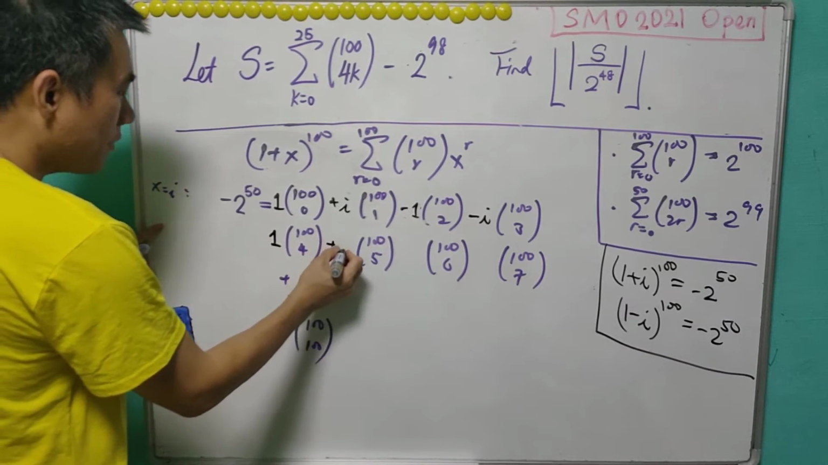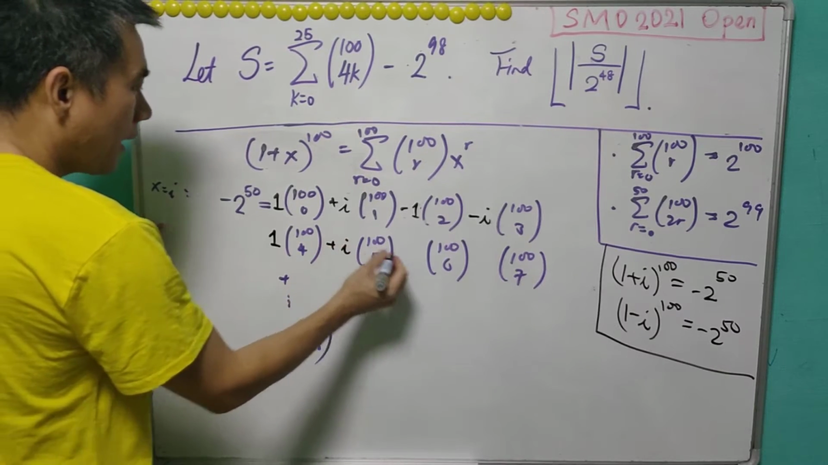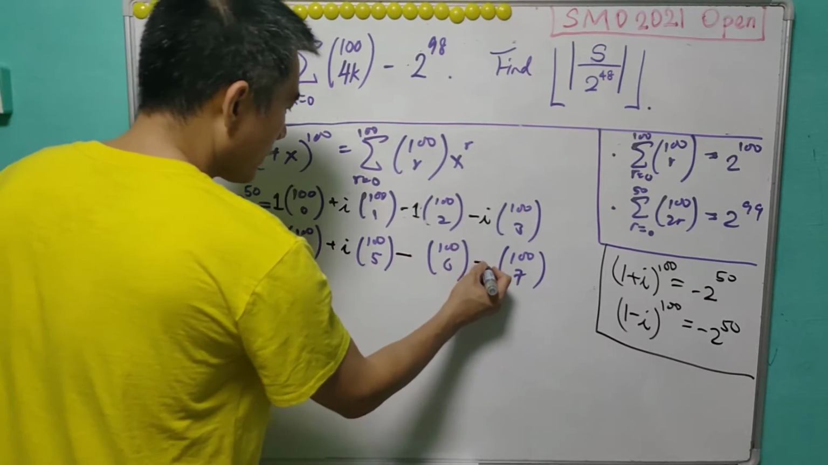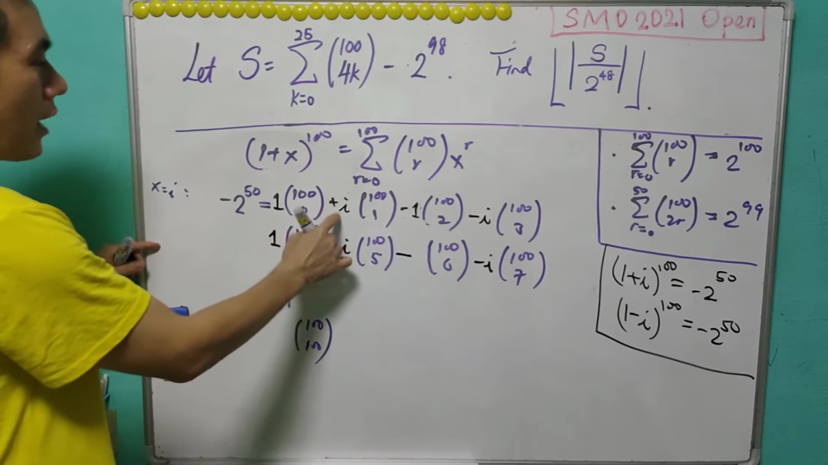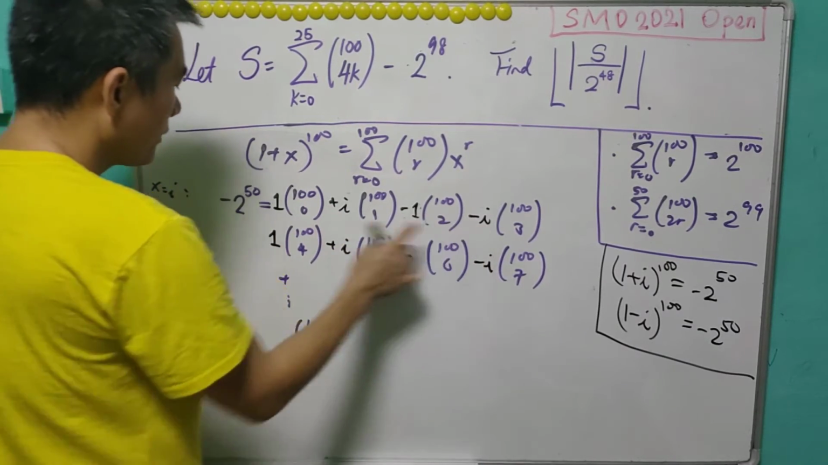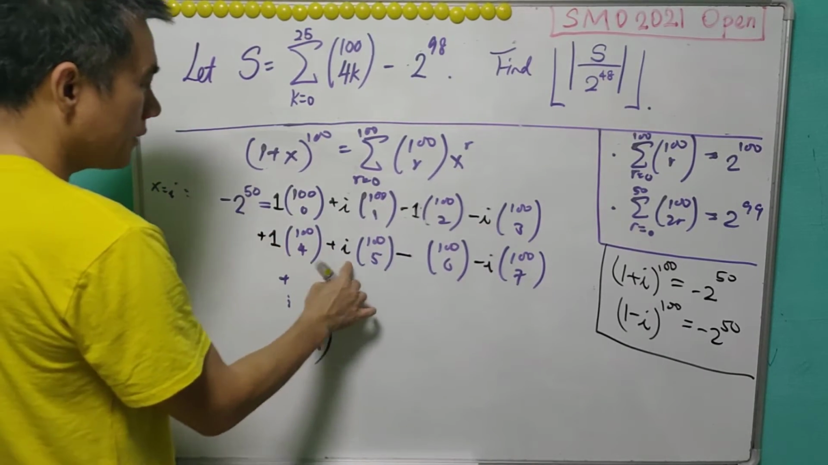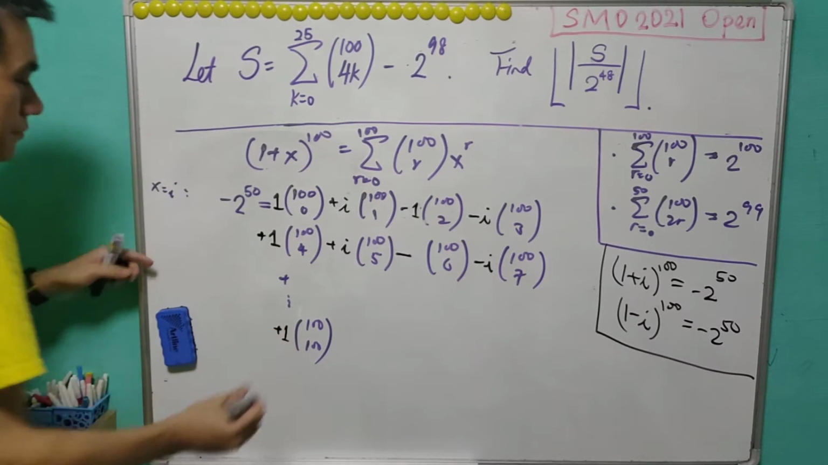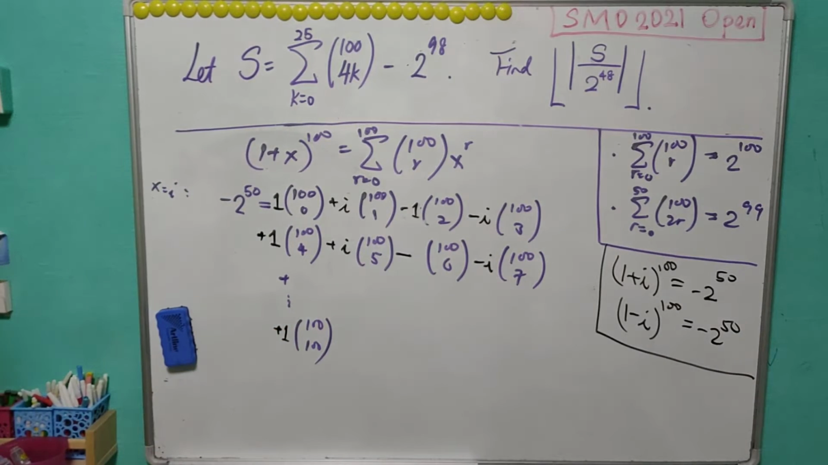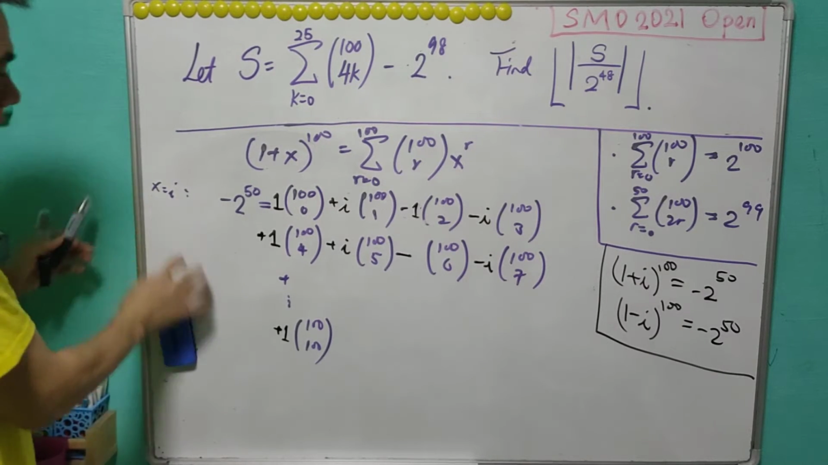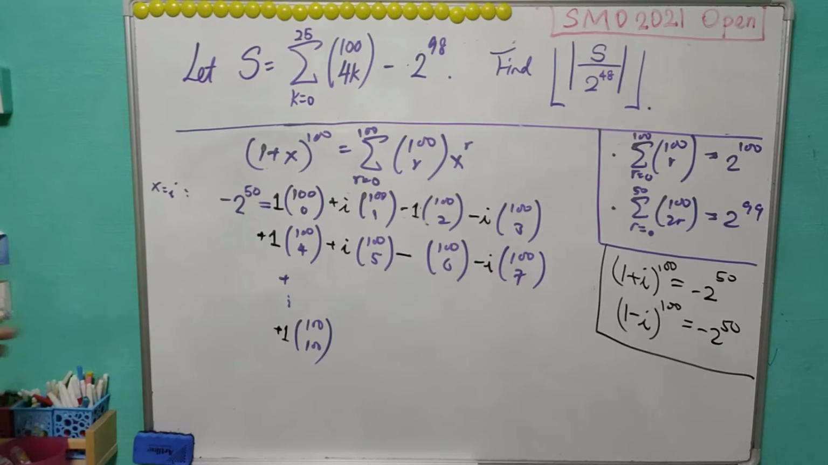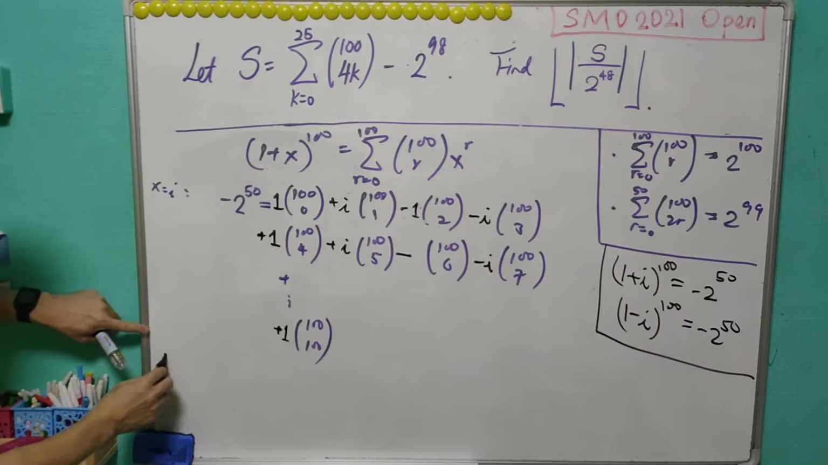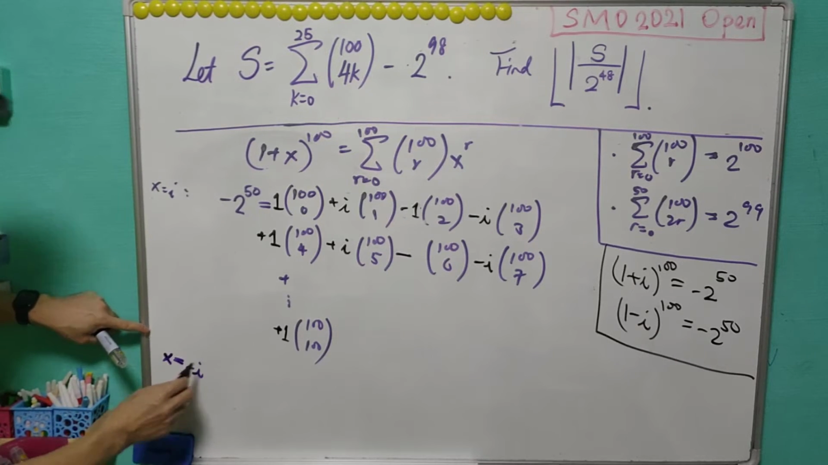1. At 5, it will be i, then negative 1, and negative i. So it will be 1, i, negative 1, negative i, 1, i, negative 1, negative i, and so on and so forth until the last one is plus 1. So this is what happened for x equals i. Next, it is quite similar, but now x equals negative i.